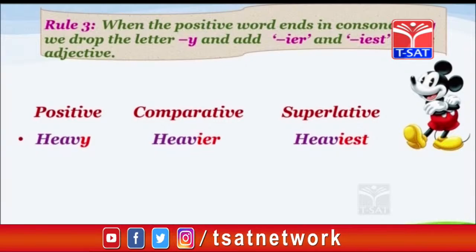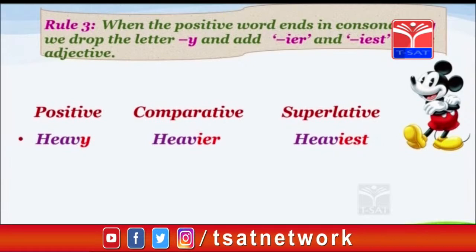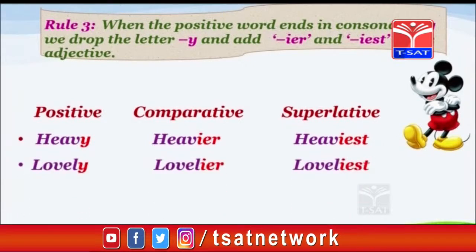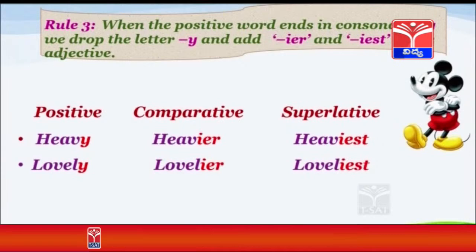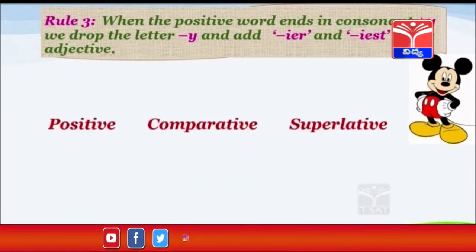That means we have learnt in rule number 1 that we have to add the letters ER. But here, instead of writing the letter Y, we have to use the letter I. The Y changes to I. The word heavy becomes heavier in comparative and heaviest in superlative. In the same manner, lovely, lovelier and loveliest. We shall see some more examples.